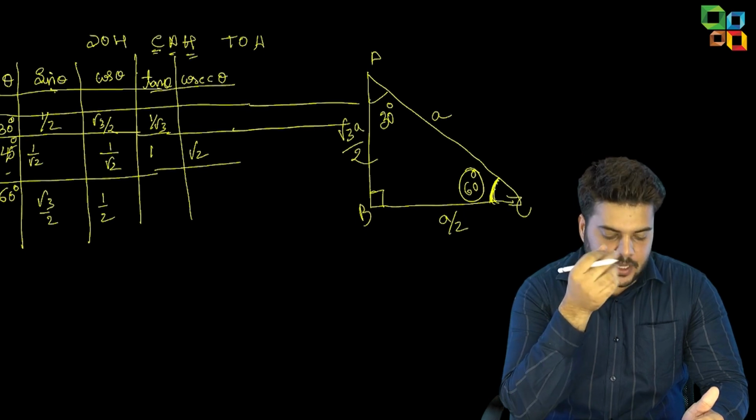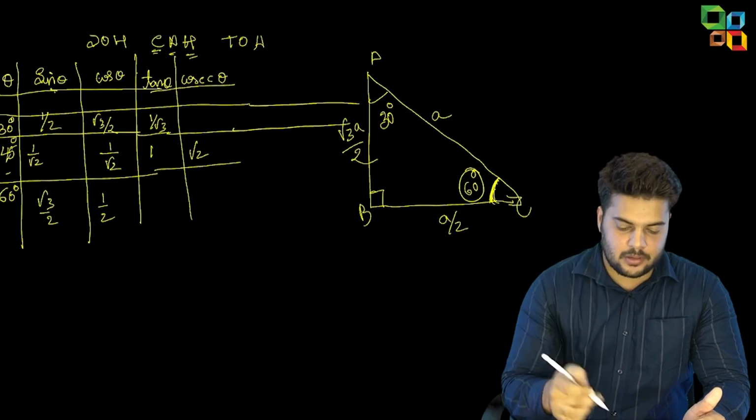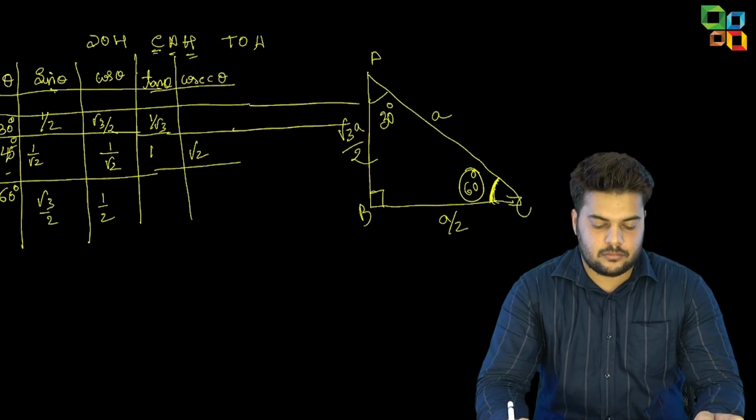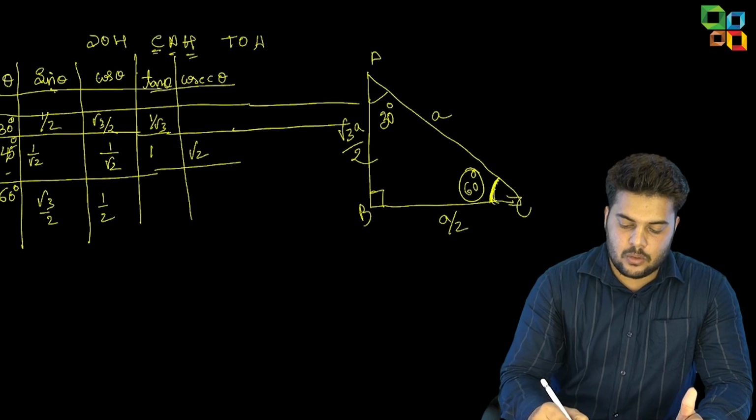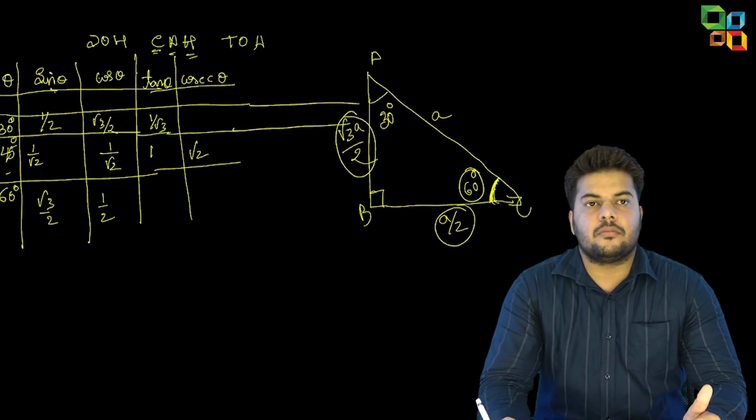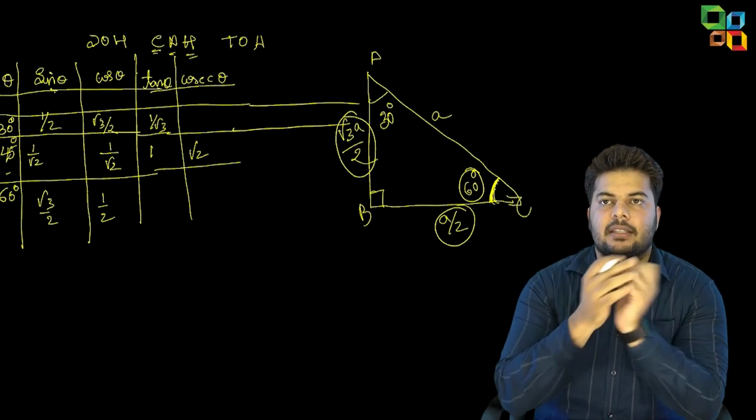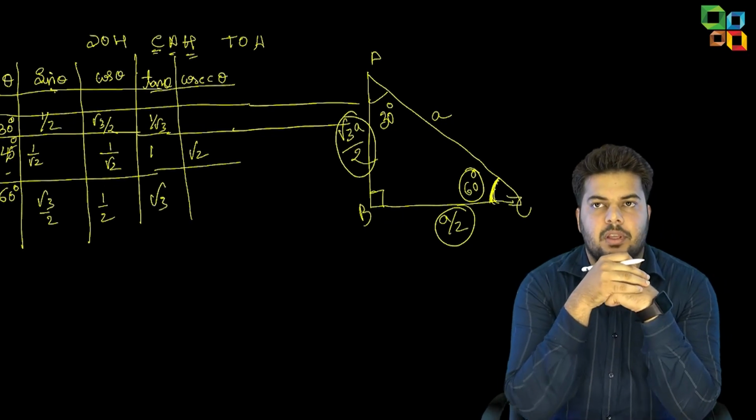In this very specific case, 30 and 60, it works out. But in any general case, you cannot take the reciprocal of the other angle and say that it's working. Only in the complementary case it works. So tan 60 is root 3 a by 2 divided by a by 2. A by 2 gets cancelled. What remains is root 3, isn't it? So tan 60 is root 3.